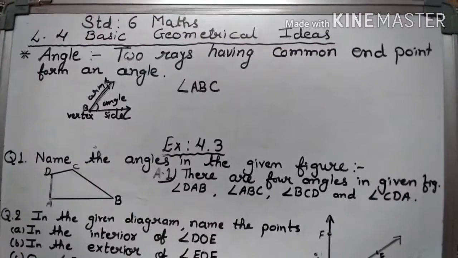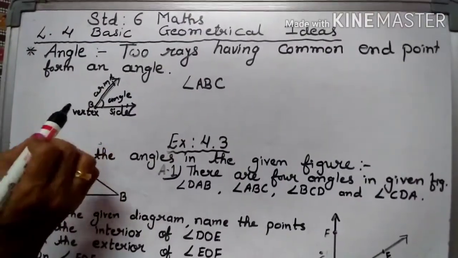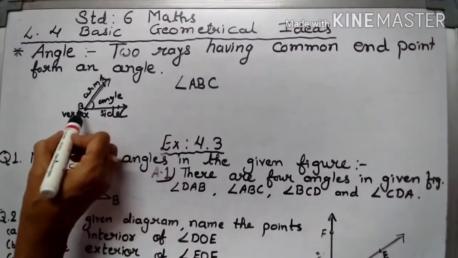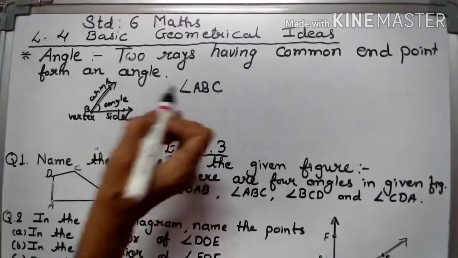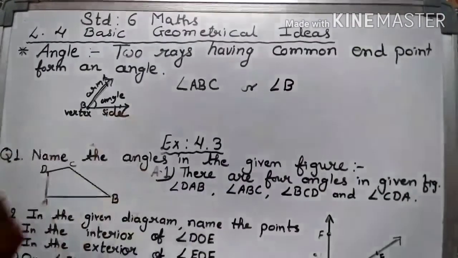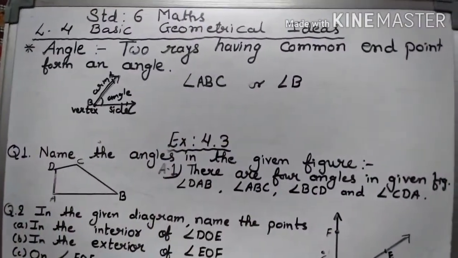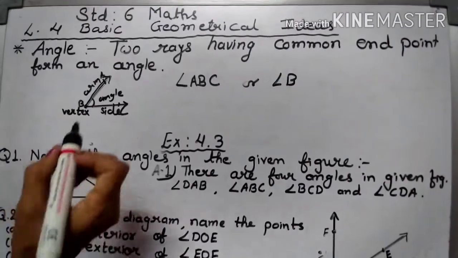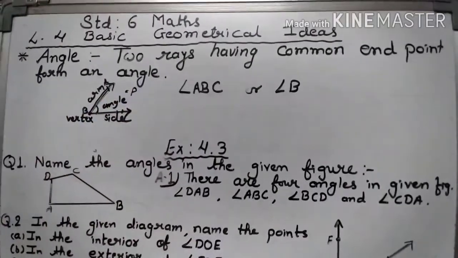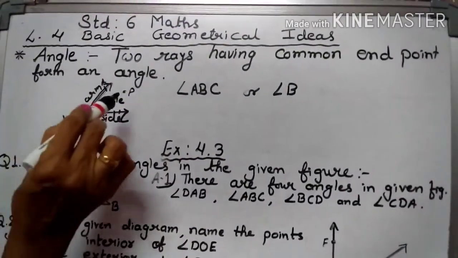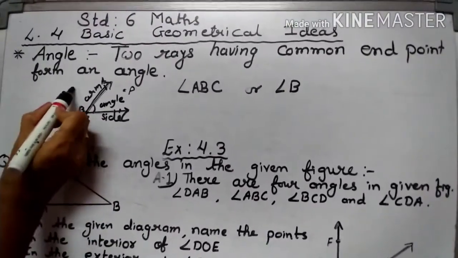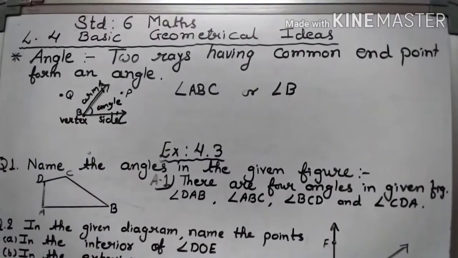Students, you should always remember that the vertex is always written as the middle letter. Look here, B is the vertex and I have written it in the middle. You can also write angle B. It can be named like this also. Now, if I put any point here, suppose point P, then it is called an interior point of an angle. And if I write point Q here, it is called an exterior point.